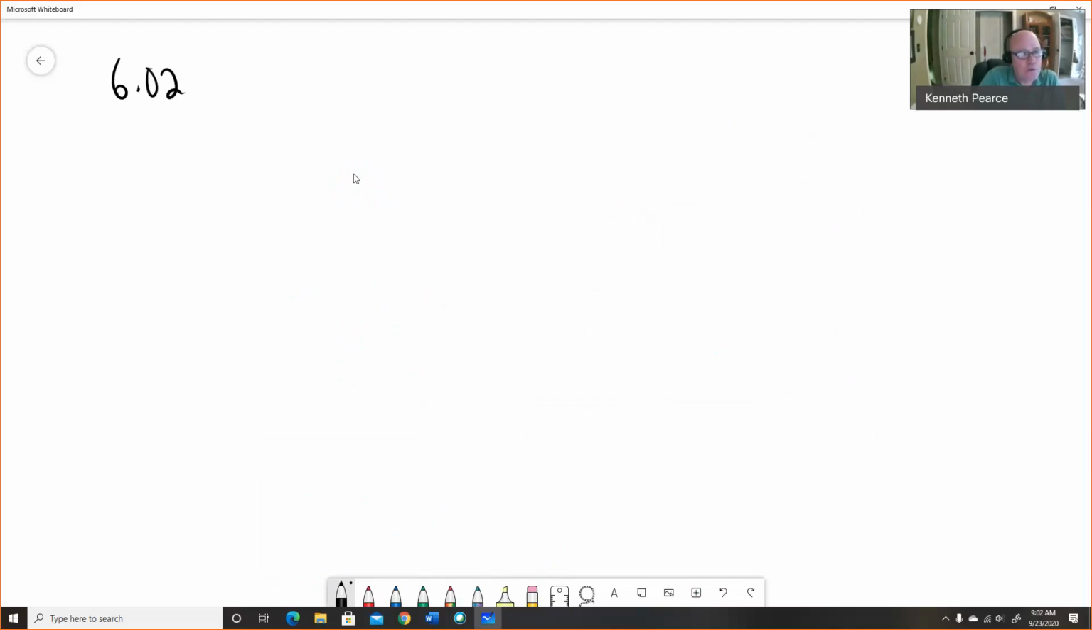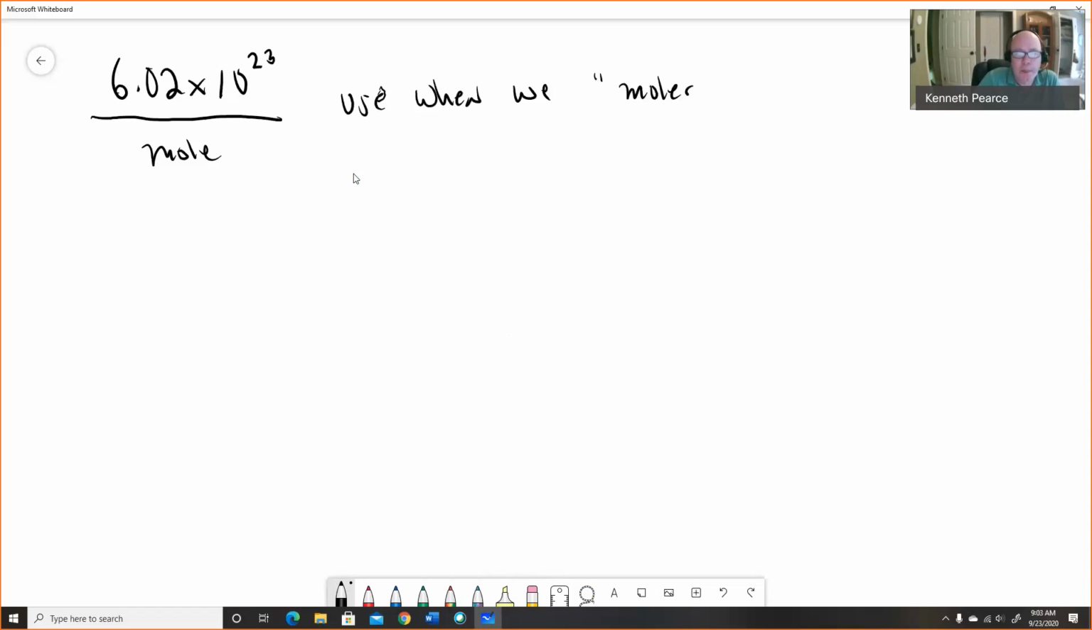So let me just copy this down again. 6.02 times 10 to the 23rd per mole. And we're going to use this when we see molecules or atoms.